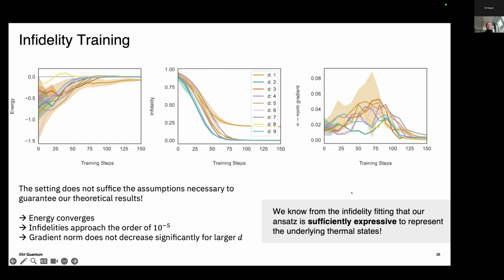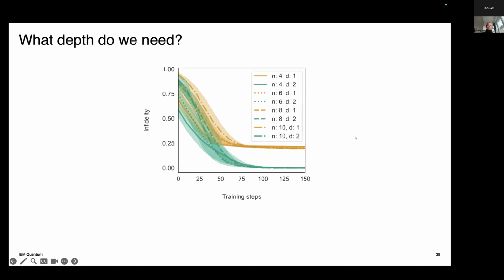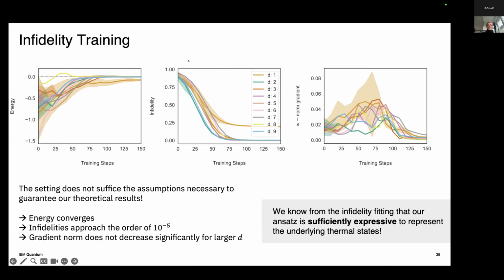Now, from these experiments, we do know that the ansatz is sufficiently expressive, and we wanted to try to push it forward, right? But first, before going to a different cost function, we had a bit closer look at the required depth, because as we've seen here, right, depth 2 was already sufficient for the system size of 10 qubits.